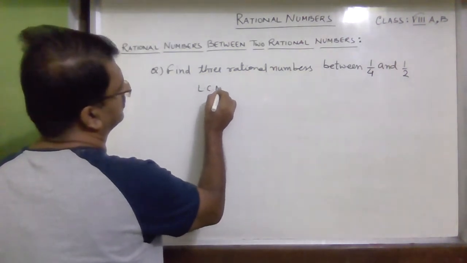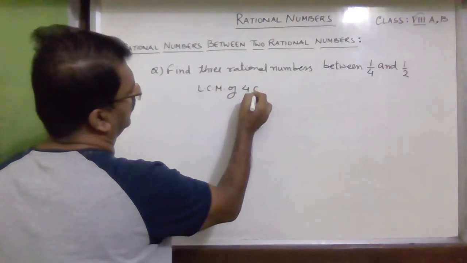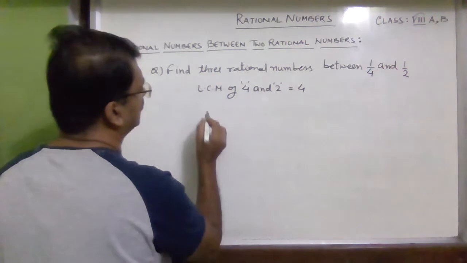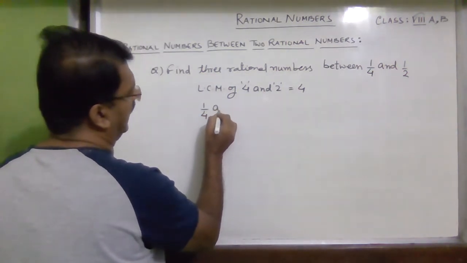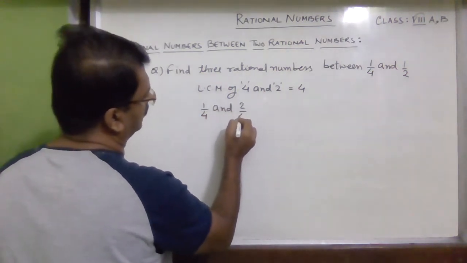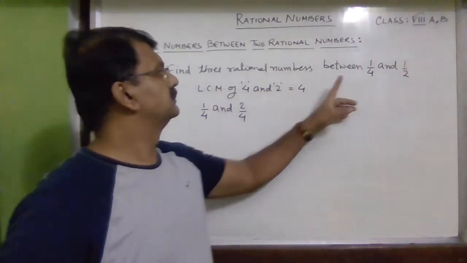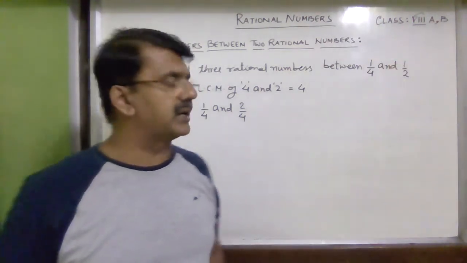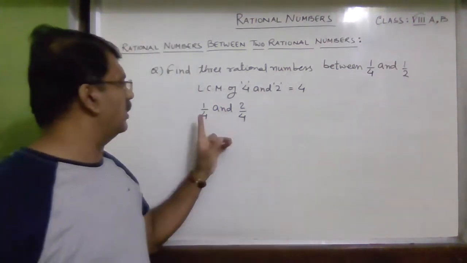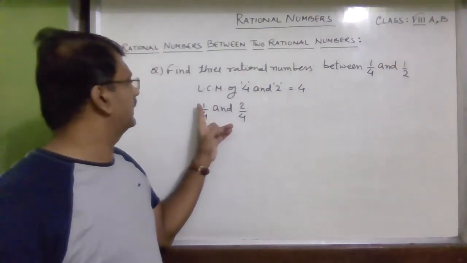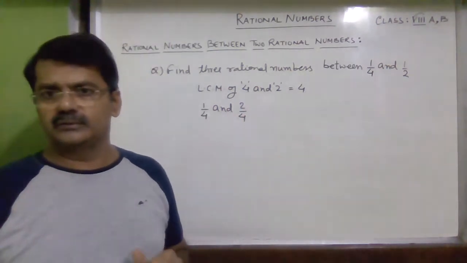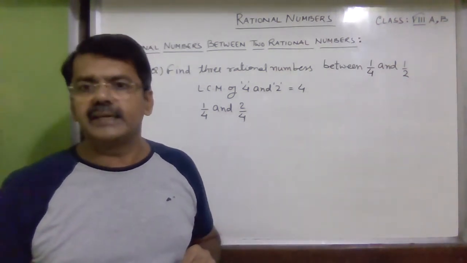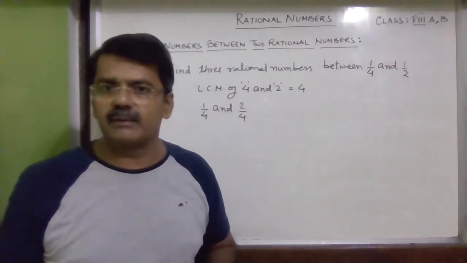LCM of 4 and 2 will be 4 only. So 1/4 and 2/4. Now the thing is, here it is already 4, but there it is 2, so you multiply both the numerator and denominator by 2, so it is 2/4. Now although the denominators are same, but in the numerator we have only 1 and 2. So between 1 and 2 no integer is there, we can write decimal numbers.